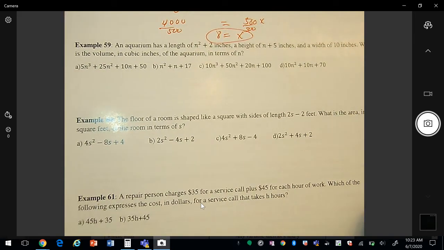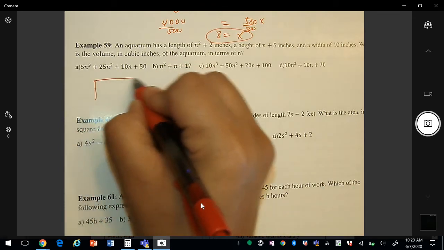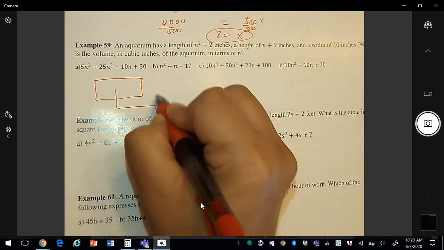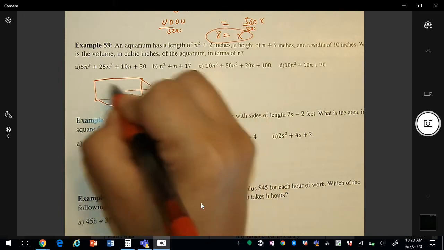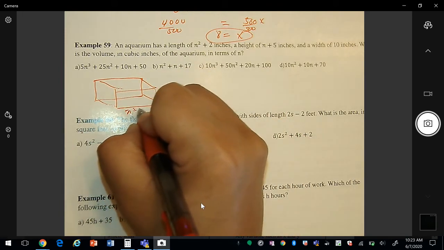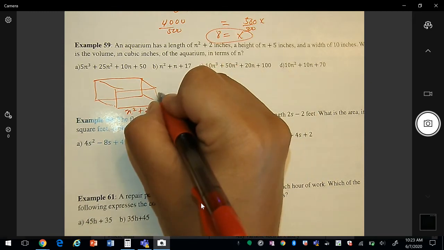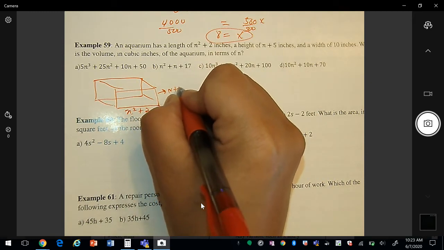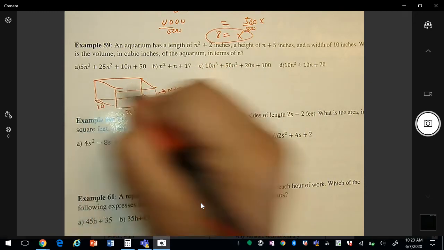An aquarium has a length of n squared plus 2 inches, a height of n plus 5, and a width of 10. What is the volume? So an aquarium looks something like this. And they tell me that the length is n squared plus 2, and the height is n plus 5, and the width is 10. Okay.